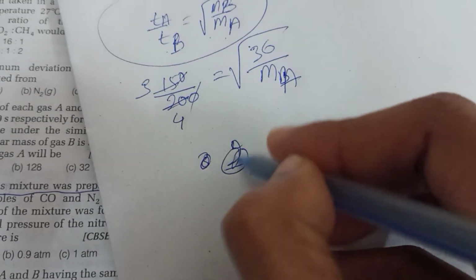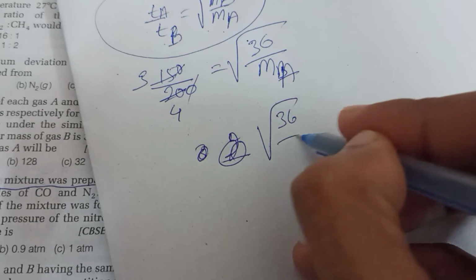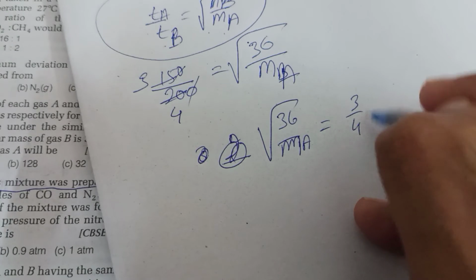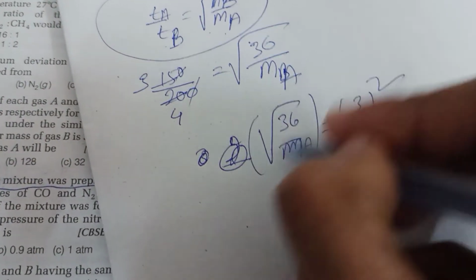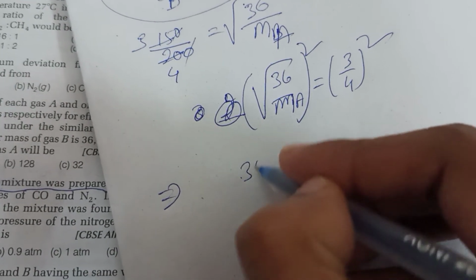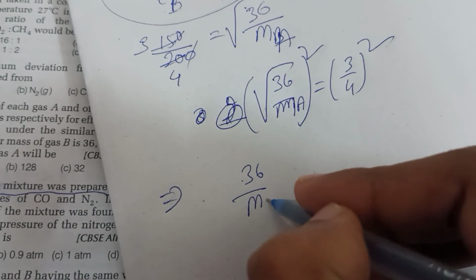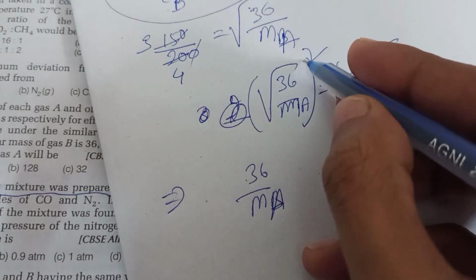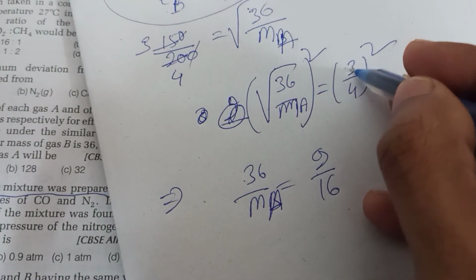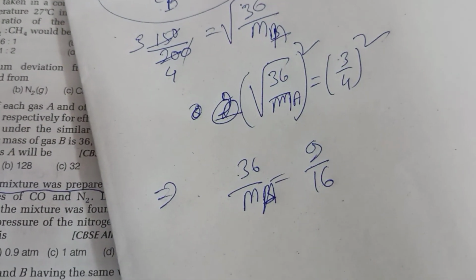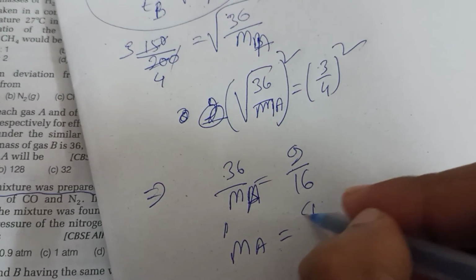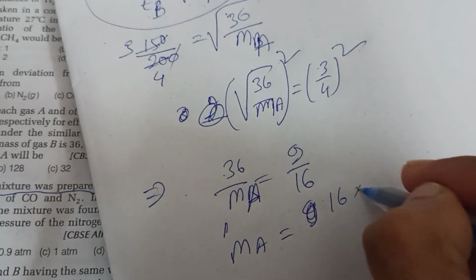Here root over MA by 36 is equal to 3 by 4. Here I will square both sides. The square and the root cancel, and 3 squared is 9 and 4 squared is 16. Now MA is equal to 9 by 16 into 36.